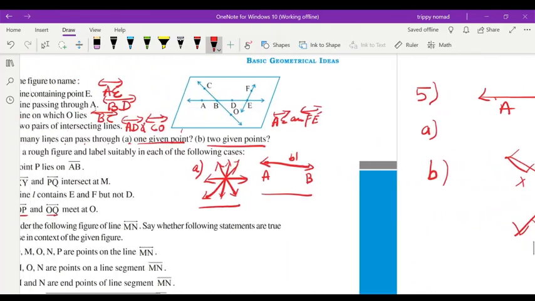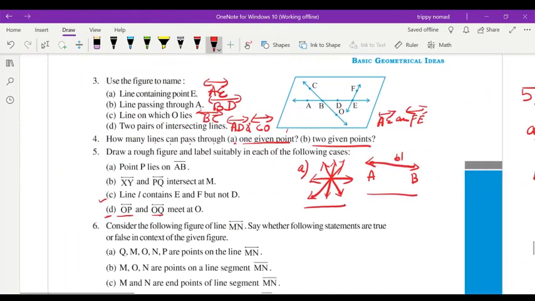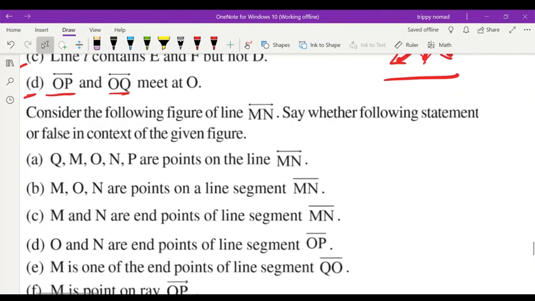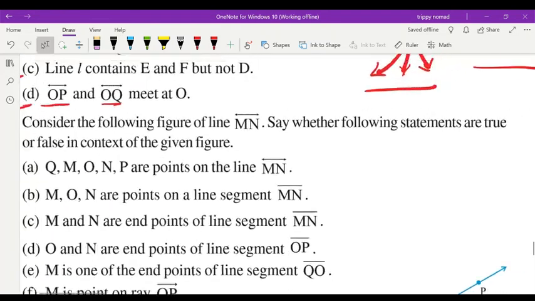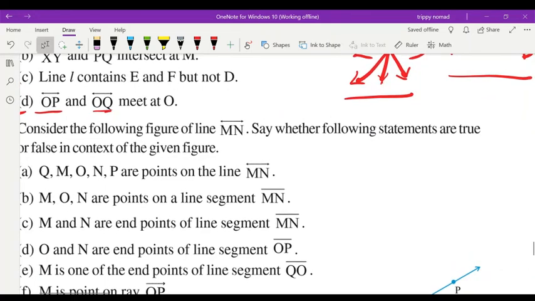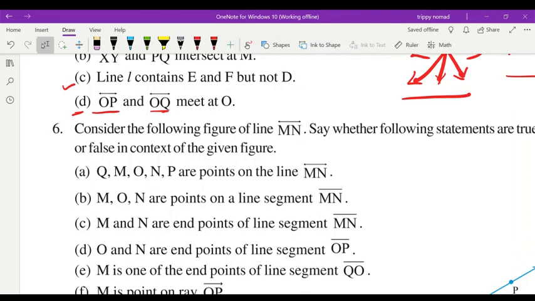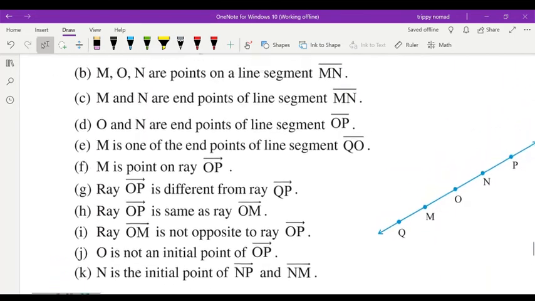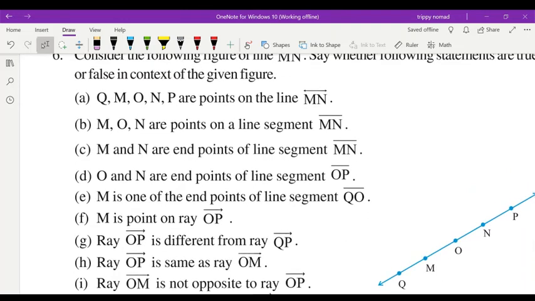Now question number 6. Consider the following figure, line MN. Say whether the following statements are true or false in context of the given figure. I hope you can do this part yourself. If any doubt comes, you can write this question number in the comment box. I hope you will be able to solve this sum.